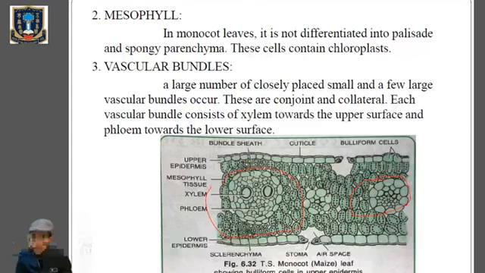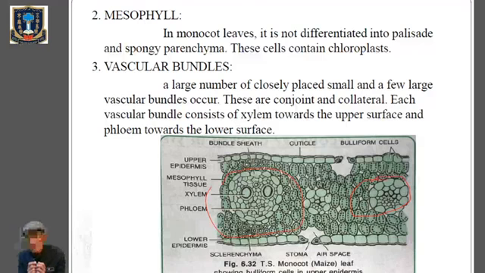So here we have finished the structure of the dicot leaf and the monocot leaf. Now from your textbook, kindly go through page number 6.33, table number 6.23. You will find a table where you will see the differences between the dorsiventral leaf and the isobilateral leaf.